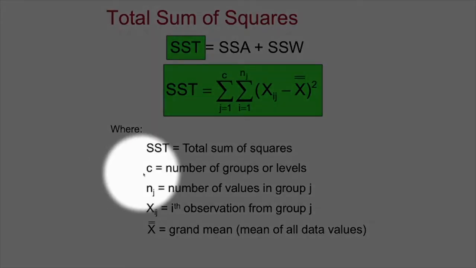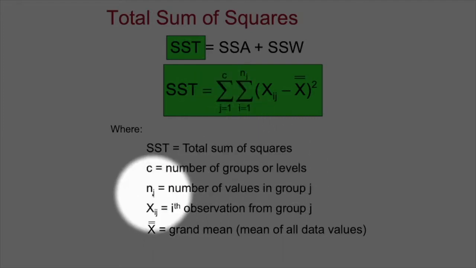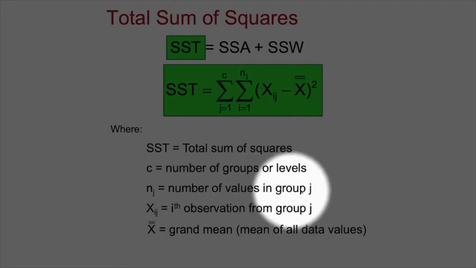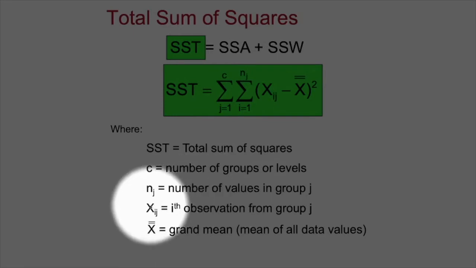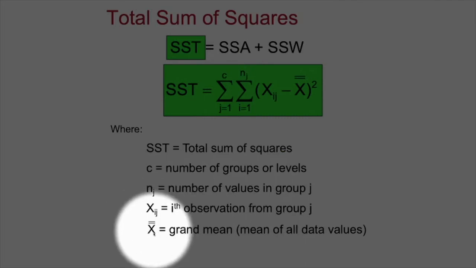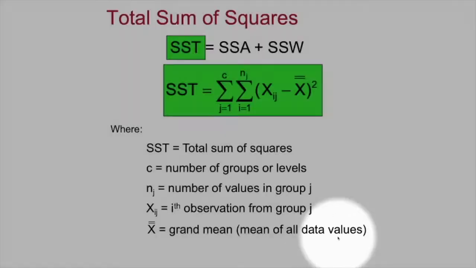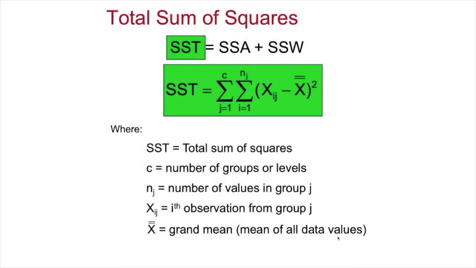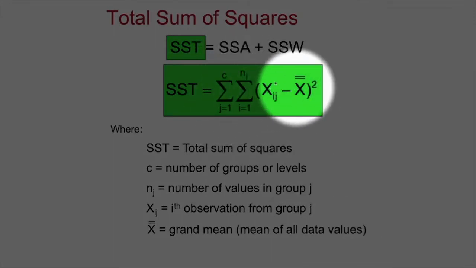So the notation here again, C is the number of groups or levels, and we denote them by J's. Nj is the number of values inside of group J, and we denote them with an I, so it goes from I to Nj. And then the Xij is the ith observation of the jth group. And X double bar is what we call the grand mean, or the mean of all the data values. And so the sum of squared totals is just the sum over all of the groups, over all of the observations, of the difference between your observation Xij and the grand mean, the mean across all groups and values.